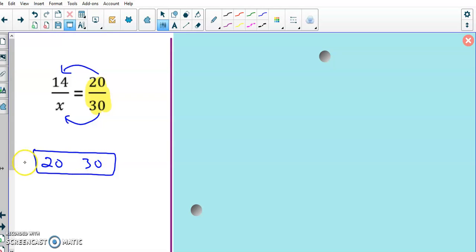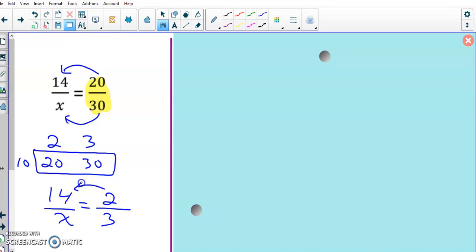They both end with a 0, so I can divide them both by 10. 20 divided by 10 is 2. 30 divided by 10 is 3. So my new proportion is 14 to x equals 2 to 3.